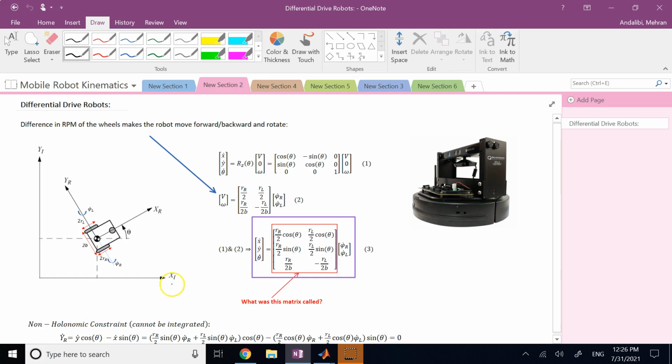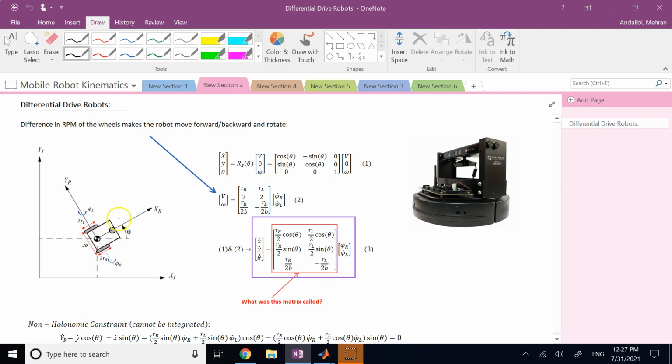So here I have an inertial frame xi, yi, and we assume that the motion of this robot is purely in the xy plane, so we are looking from the top view. We also attach this frame xr, yr to the robot. It is body attached, at the centroid, and rotates with the robot chassis. X is in the direction of motion and y is perpendicular to that, such that z is out of the plane. So y goes from the right tire to the left tire.